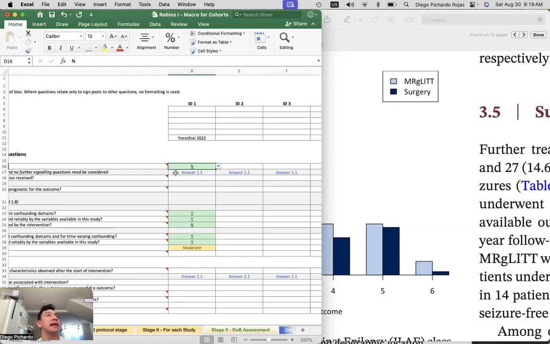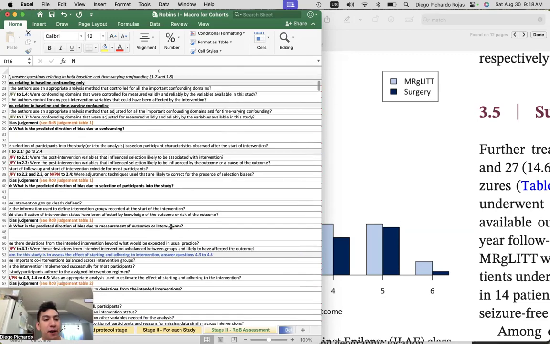But if there was no matching and there was a big concern for confounding, we would put, oh, it is a risk and there is moderate. So basically, any study that does not have matching, we're gonna put some concern in this part, all right? Or a moderate. All right, let's continue.